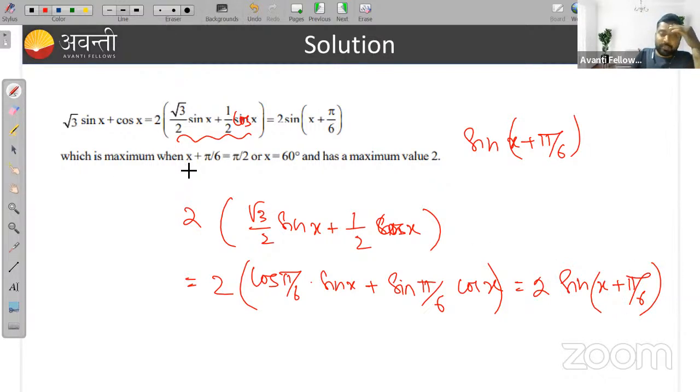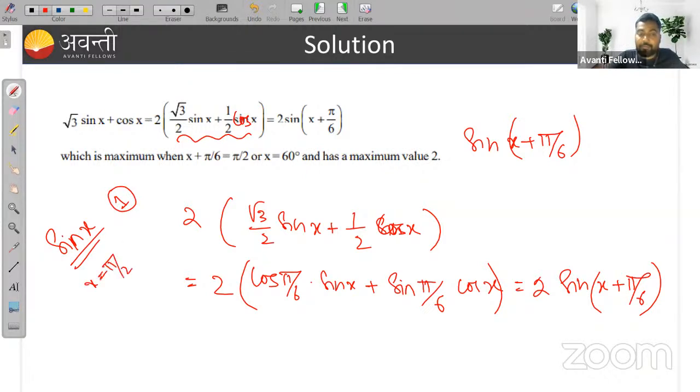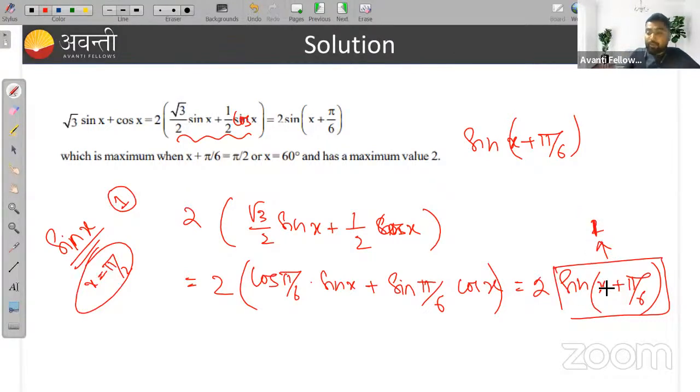ठीक है? So when will this be maximum? What is the maximum value of sin x? That is 1. So for which value of x does it become 1? When x is equal to pi by 2. So when sin of x plus pi by 6 becomes 1, then it will be maximum, right? So when will it be maximum?